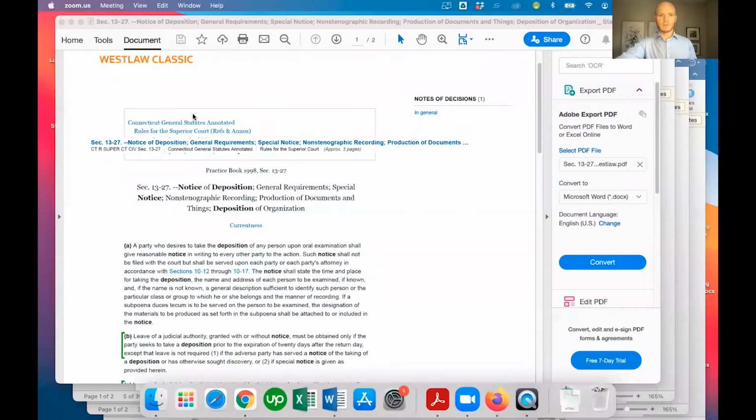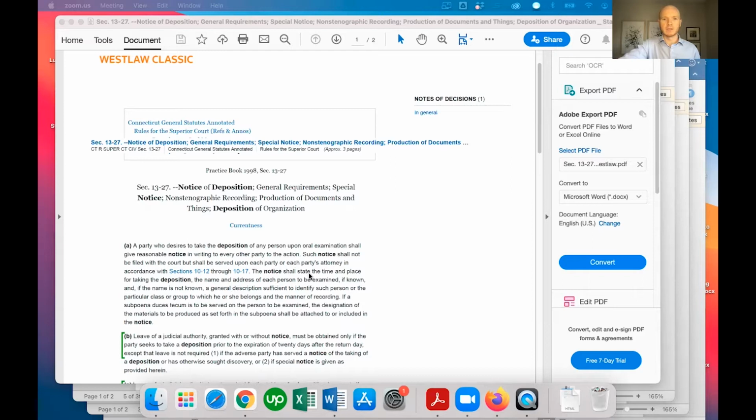So I'm going to share my screen and show you the practice book section that regulates deposition notices. So it's practice book section 13-27. It states a party who desires to take the deposition of any person upon oral examination shall give reasonable notice in writing to every other party to the action. Such notice shall not be filed with the court, but shall be served upon each party or each party's attorney in accordance with sections 10-12 through 10-17. So those are sections that have to do with service of motions.